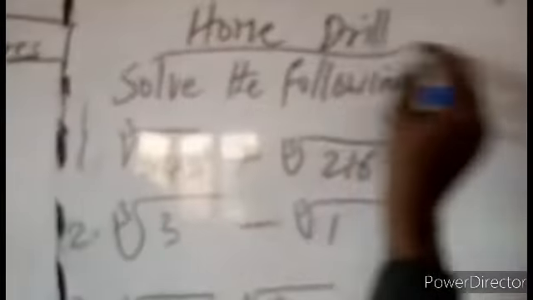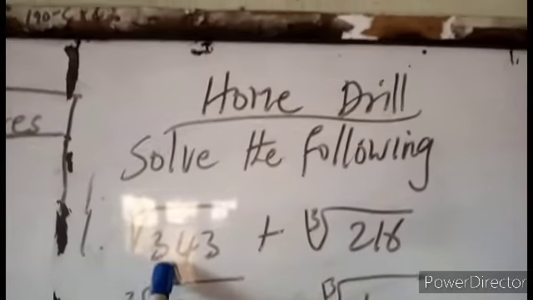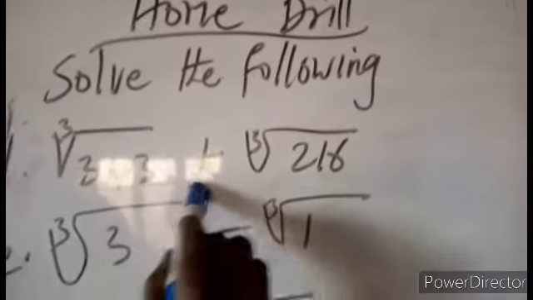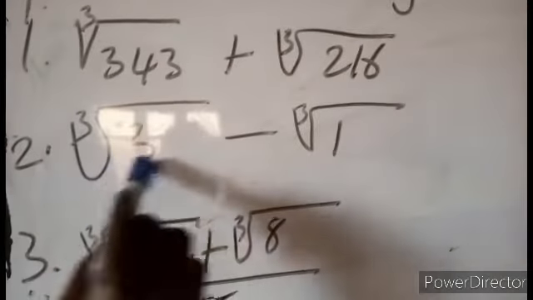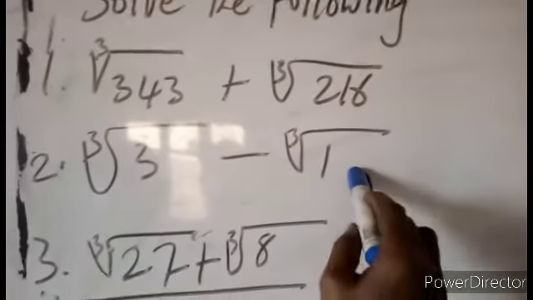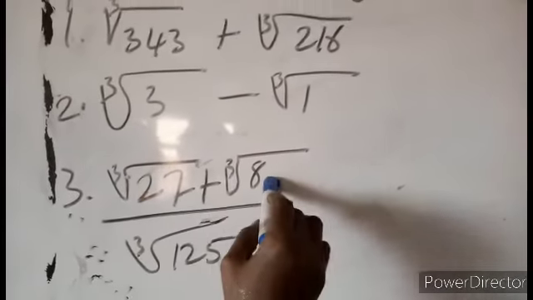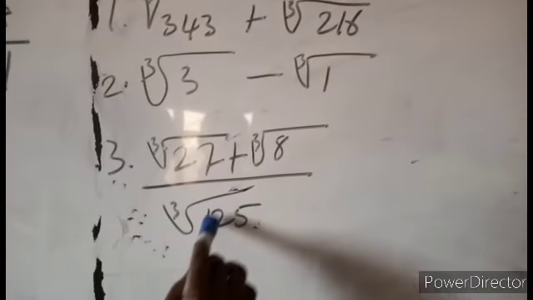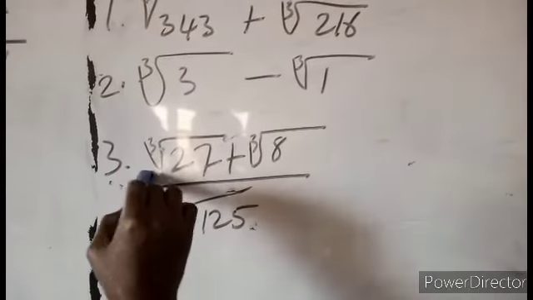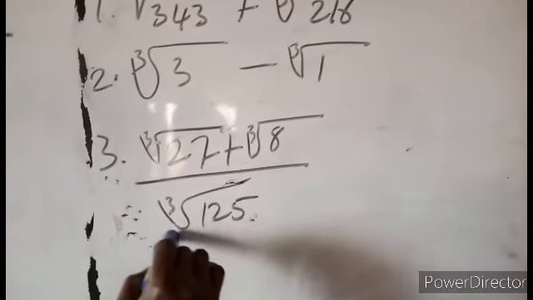Now let's go over to our homework. Our homework for today is to solve the following. Number 1, cube of 342 plus cube of 216. Number 2, cube root of 3 minus cube root of 1. Number 3, cube root of 27 plus cube root of 8, all over, or divided by, cube root of 125. Don't forget about 3. Cube root of 27 plus cube root of 8 divided by cube root of 125.